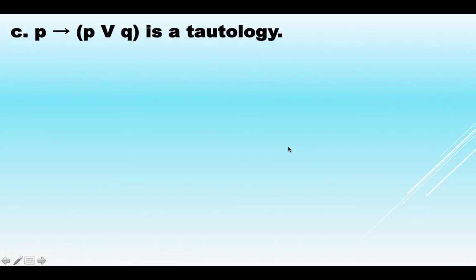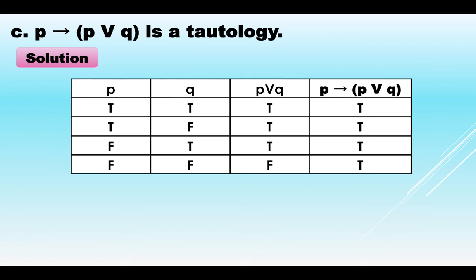So next, let's have the letter C. P implies the quantity of P ∨ Q, or P disjunct Q, is a tautology. Let's see. As this one, we have 2 letters, so we have P and Q without repetitions. This is our table with the rows. P disjunct Q, ang rule natin dito, false plus false equals false, and the rest are true, kasi meron silang isang true.